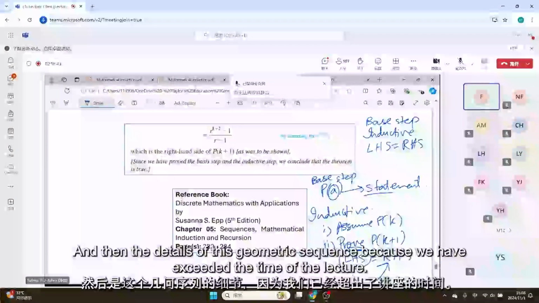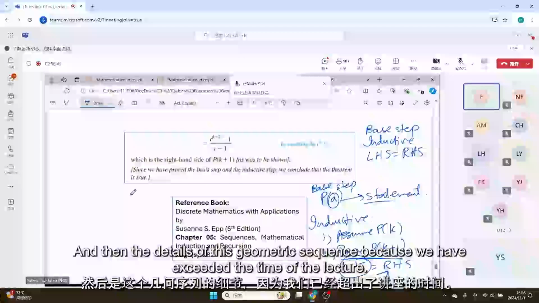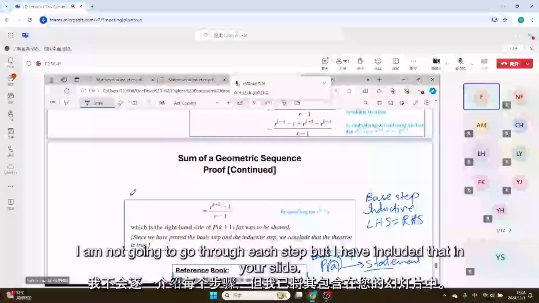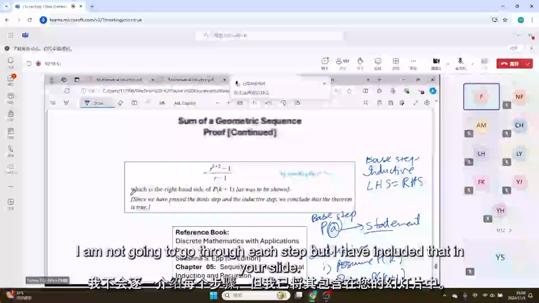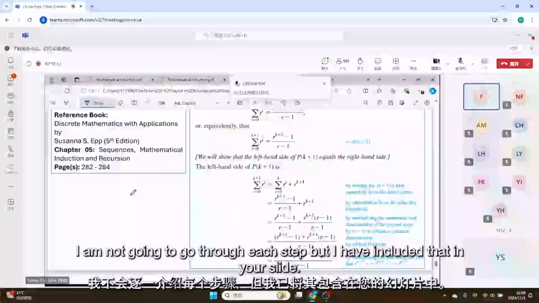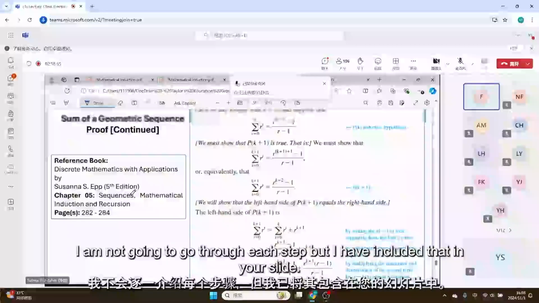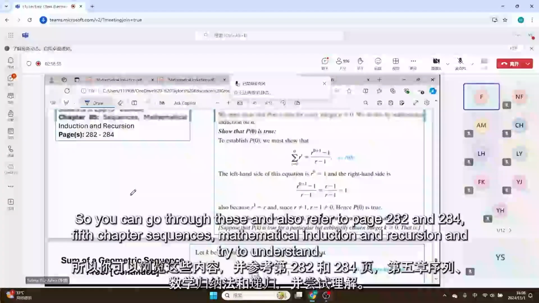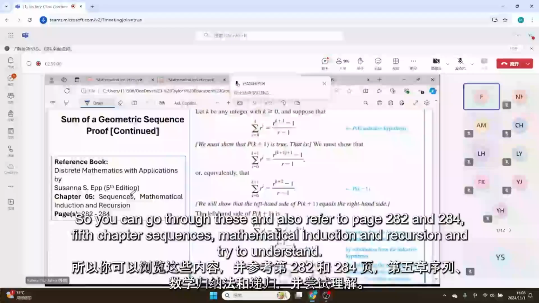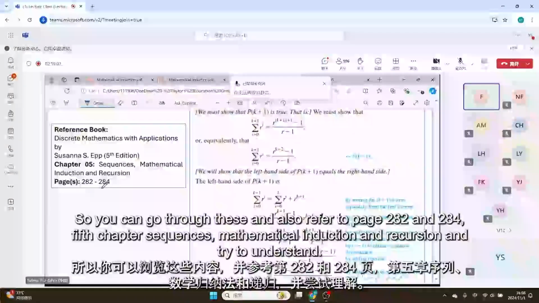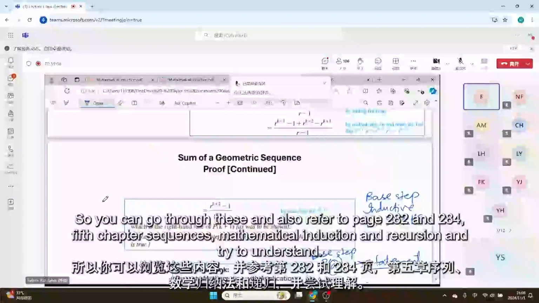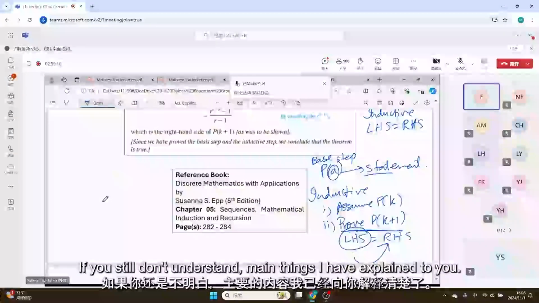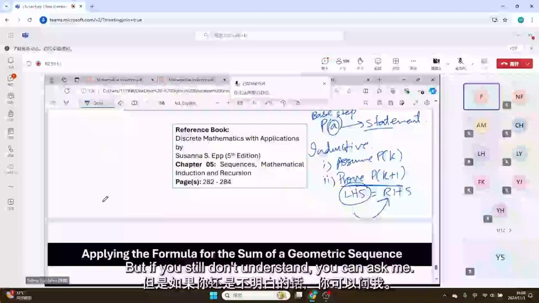And then the details of this geometric sequence, because we have exceeded the time of the lecture, I'm not going to go through each step, but I have included that in your slide, so you can go through these and also refer to pages 282 and 284, fifth chapter, sequences, mathematical induction and recursion, and try to understand. If you still don't understand the main things I have explained, you can ask me.